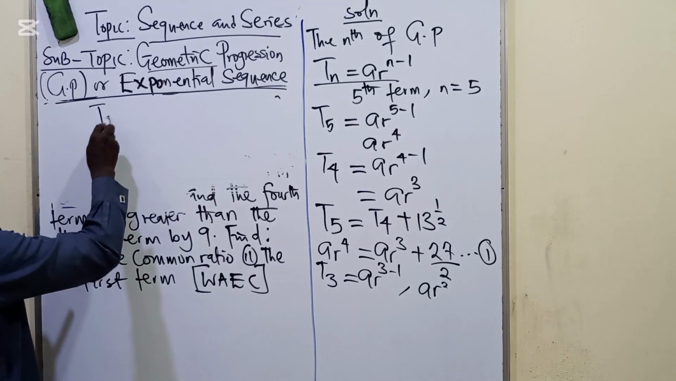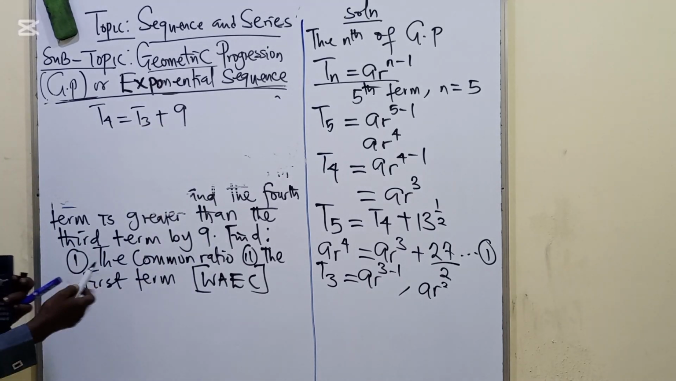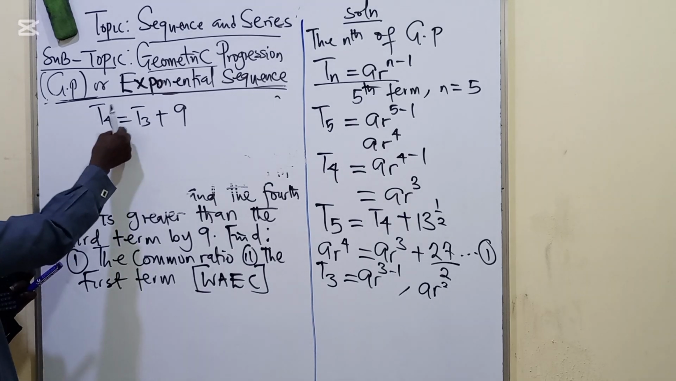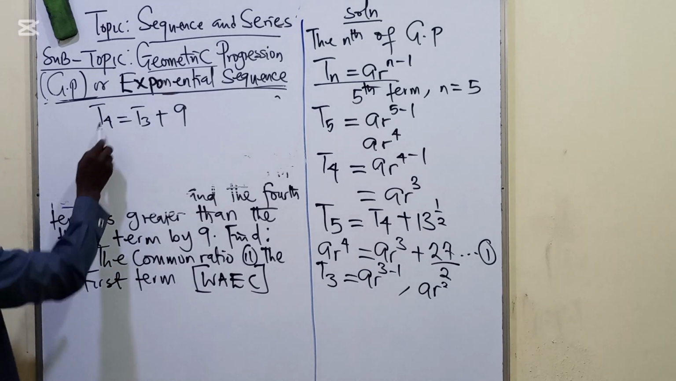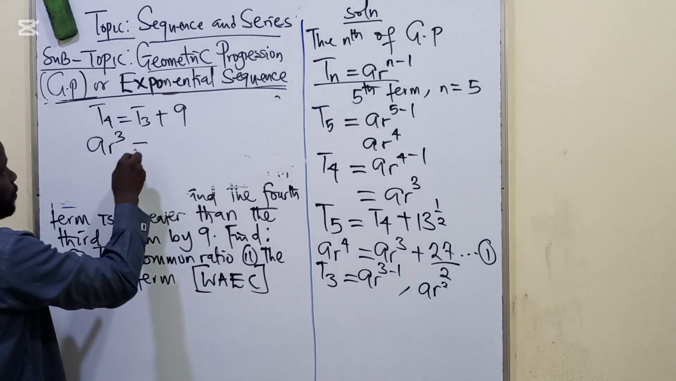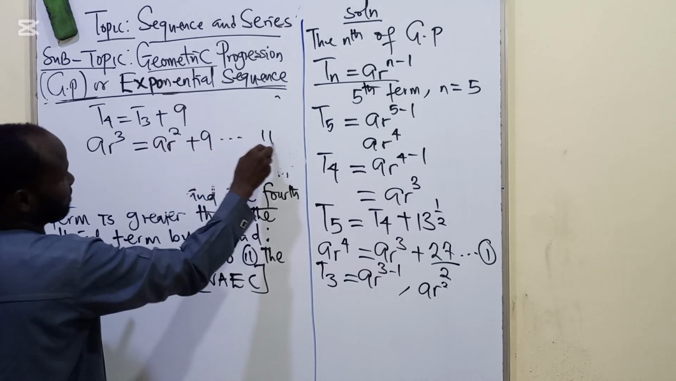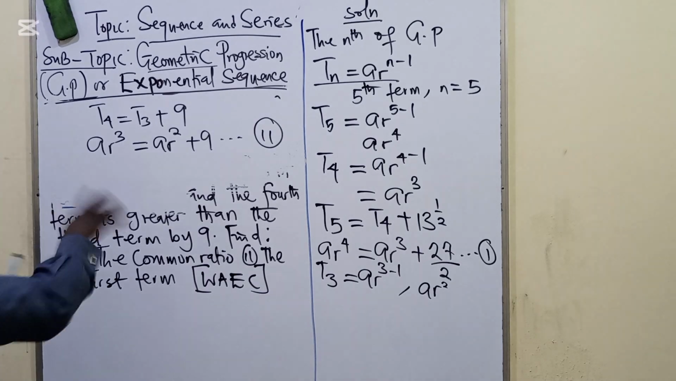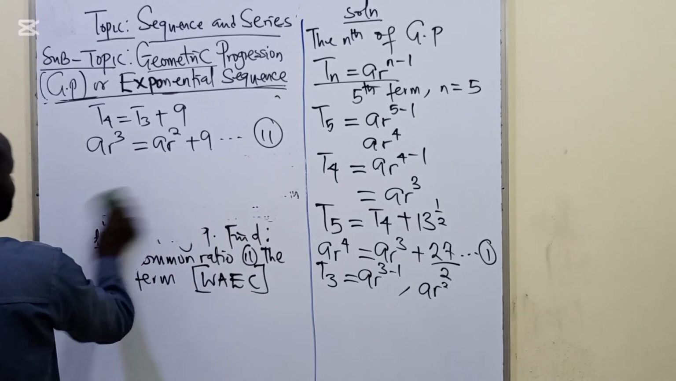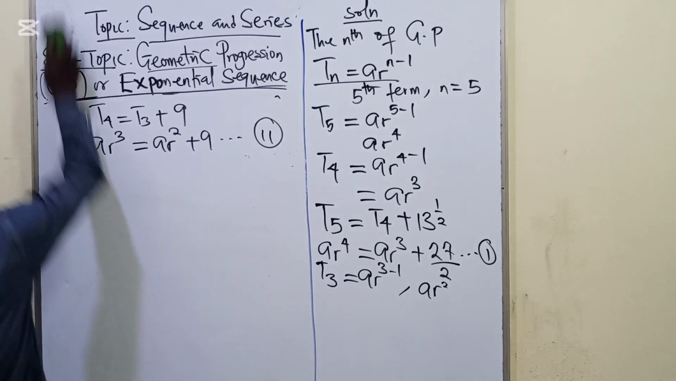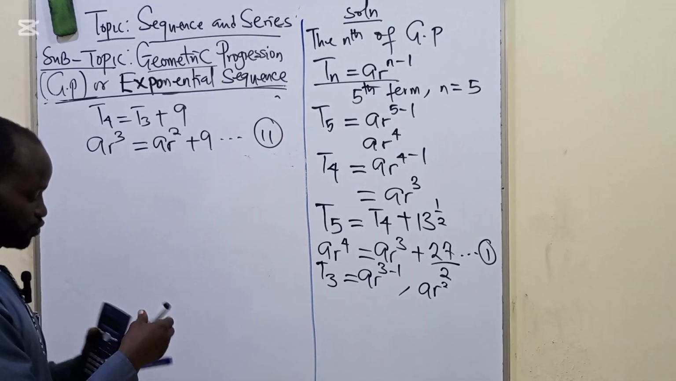And T4 is equal to T3 plus 9, greater than by 9. That word greater than means plus. It means T4 is equal to T3 plus 9. Very important. T4, AR power 3, will be equal to T3, AR power 2, plus 9. This will now form our equation 2. We have two beautiful equations here now, and let's look at how we can find the first term as well as the common ratio respectively. Let's see how we can connect the two.